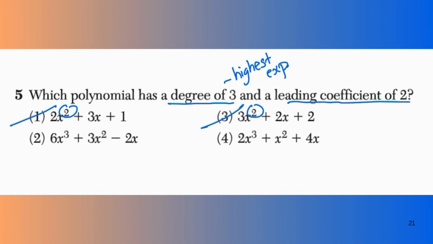Leading coefficient of 2. Remember, a coefficient is the number that's in front of the variable, being multiplied by the variable. The leading coefficient means the first coefficient when a polynomial is written in standard form. So it's basically the coefficient that matches up with the variable that has the highest exponent. So that means that I want the x to the 3rd power, since that was our degree, to have a coefficient of 2. And I see that that happens in answer choice number 4. My leading coefficient is 2 and my degree is 3.